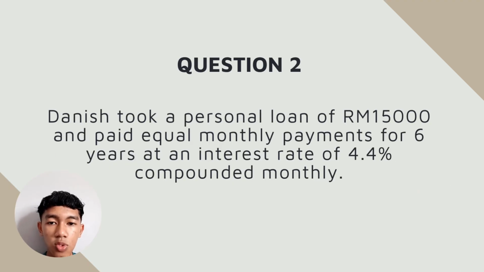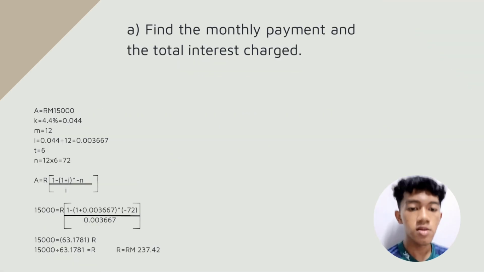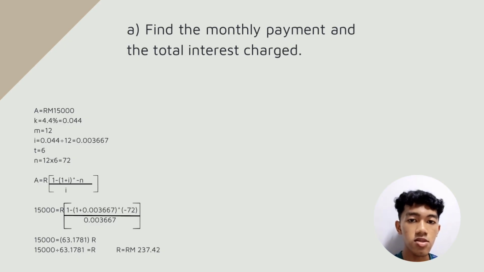Okay, so for question two, Danish took a personal loan of 15,000 ringgit and paid equal monthly payments for 6 years at an interest rate of 4.4% compounded monthly. For question 2A, find the monthly payment and the total interest charge. A is the present value of an annuity after interest periods. So we must identify A. A is 15,000 ringgit. Next we must identify K.